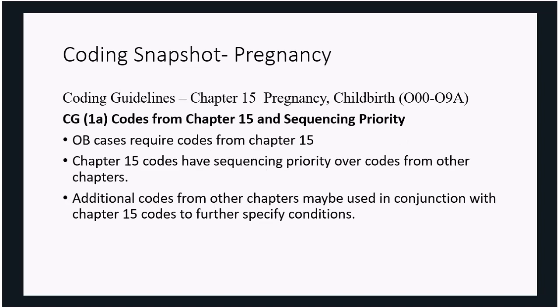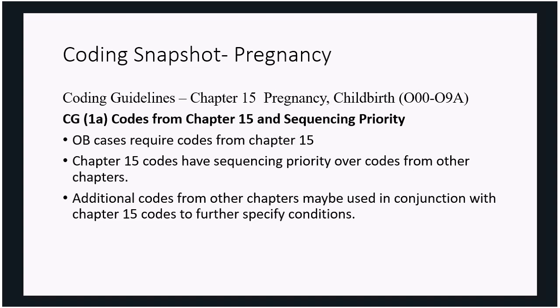The coding guidelines for this section are in Chapter 15, Pregnancy and Childbirth, and the code range for this is O00 through O9A. Let's take a look at coding guideline 1A, codes from Chapter 15 and sequencing priority. OB codes require codes from Chapter 15. Chapter 15 codes are always sequenced first over codes from other chapters.